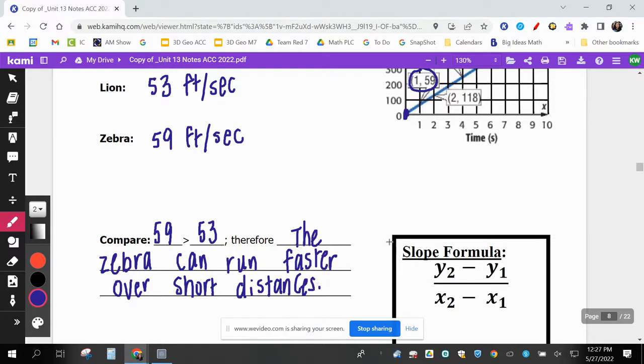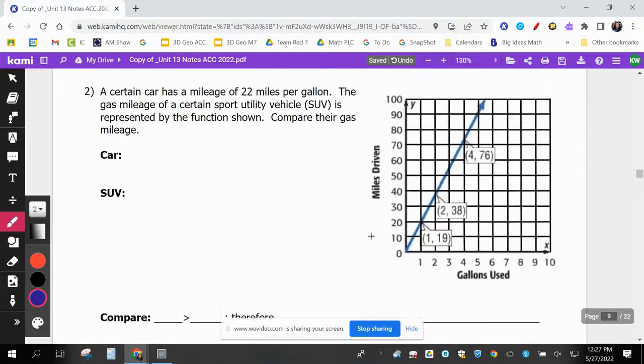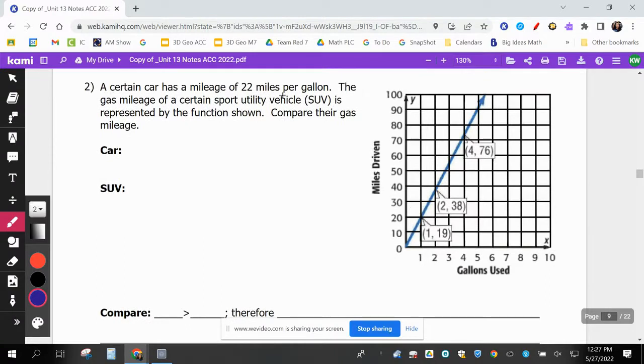All right, let's go on to the next page. A certain car has a mileage of 22 miles per gallon. The gas mileage of a certain sport utility vehicle, or SUV, is represented by the function shown. Compare their gas mileage. So for the car, it says right in the problem that it is 22 miles per gallon. So I'm going to write down 22 miles per gallon. And for the SUV, since this is a proportional graph, and I know that because it's a straight line through the origin, I can just grab this point here, which tells me the unit rate is 19. So that is 19 miles per gallon.